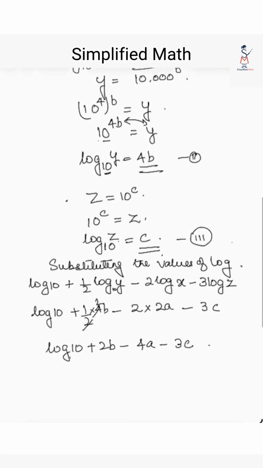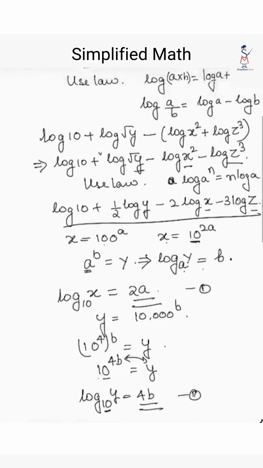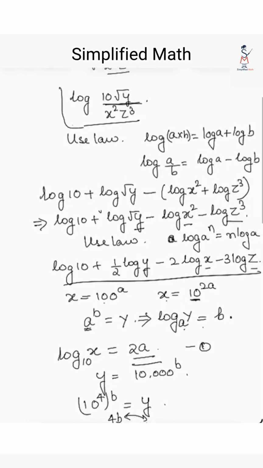Now log 10 to the base 10 is always 1. If there is no base given, it is understood that the base is 10. So this will become 1 plus 2b minus 4a minus 3c. So you have expressed your log in terms of a, b, c.